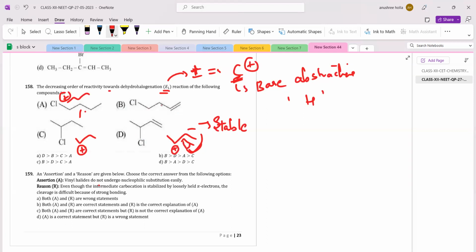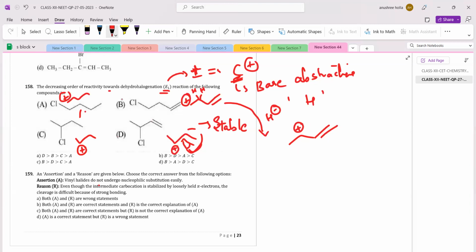So coming to this option B, I will get a primary carbocation, but I have a chance of converting this into a secondary allylic carbocation. So what should I do? I'll just write this over here. I can do one thing. I have an adjacent hydrogen over here. I'll just do the hydride shift, H minus, 1,2 hydride shift. If I do so, I'll be getting a secondary allylic carbocation.